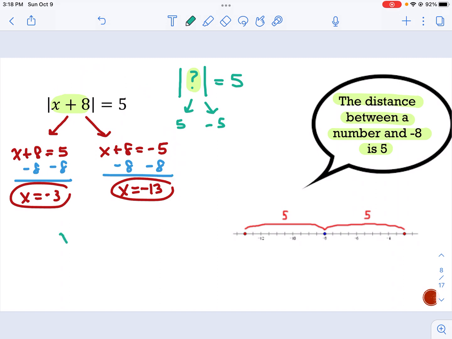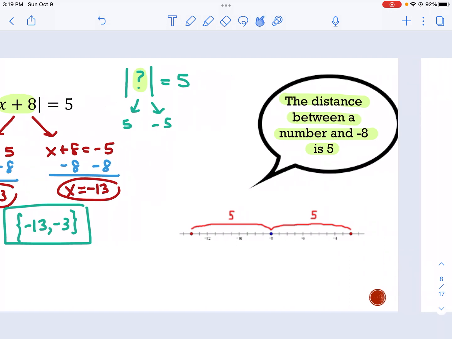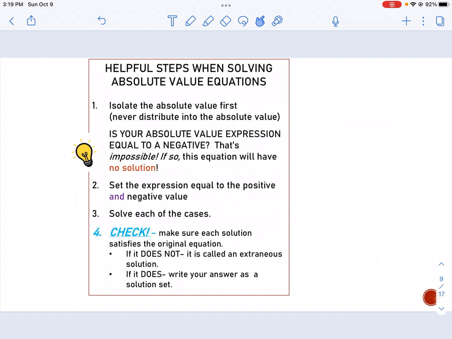So my final answer, written in set notation, in numerical order, curly braces, -13, so it's the set of values -13 and -3. And that's my final solution. All right, how do we feel about that? Let's keep going. For the rest of our notes, we're going to take a look at some more complex absolute value equations.